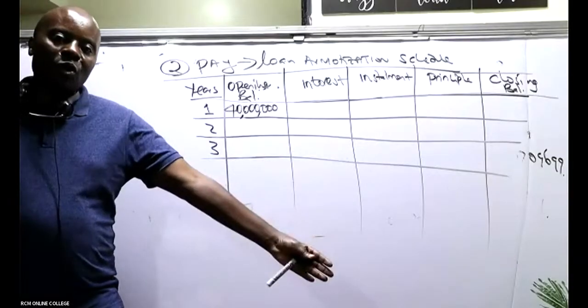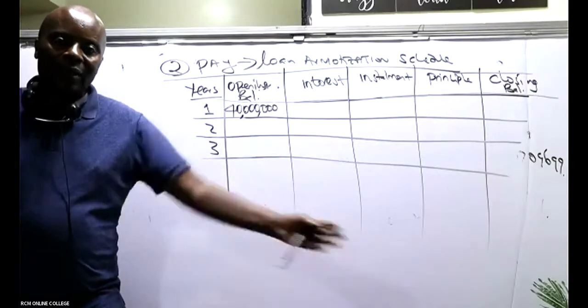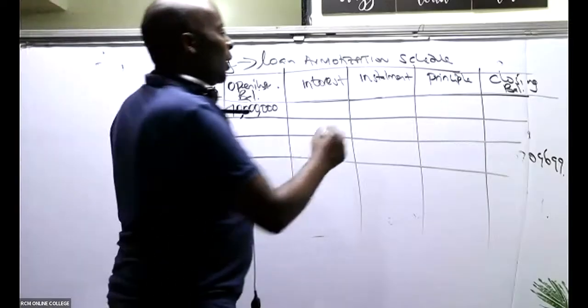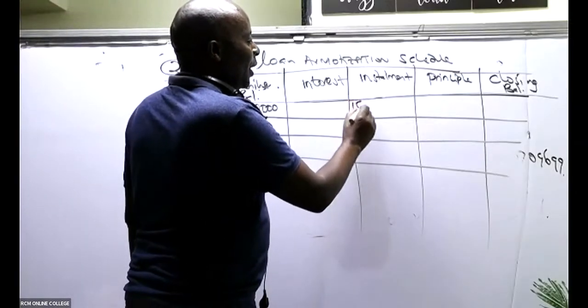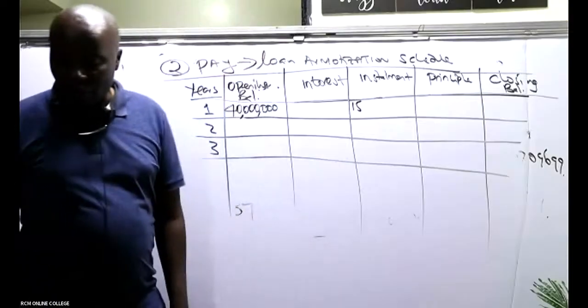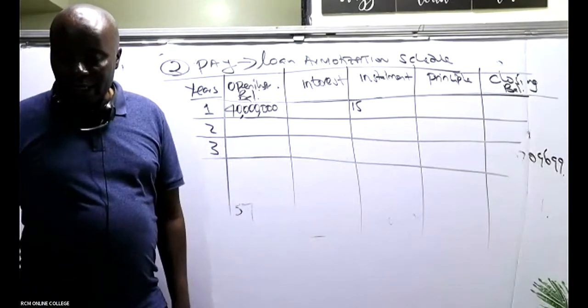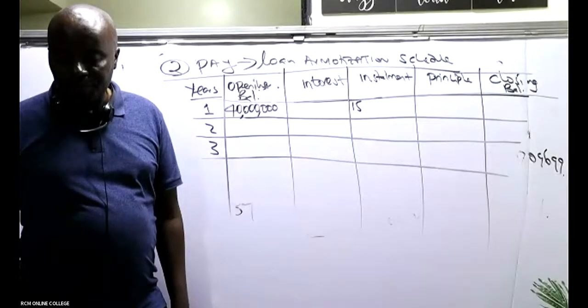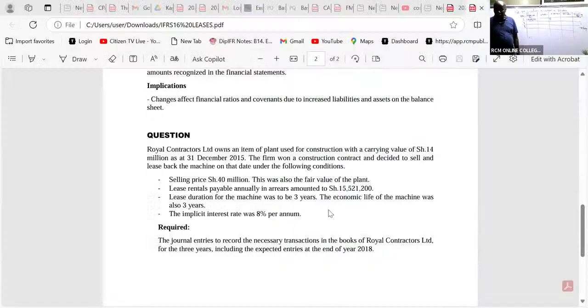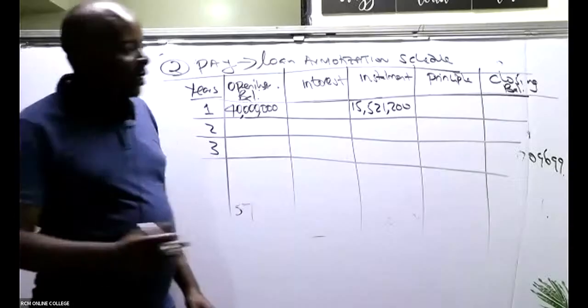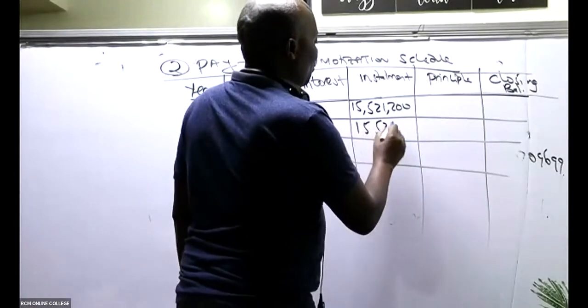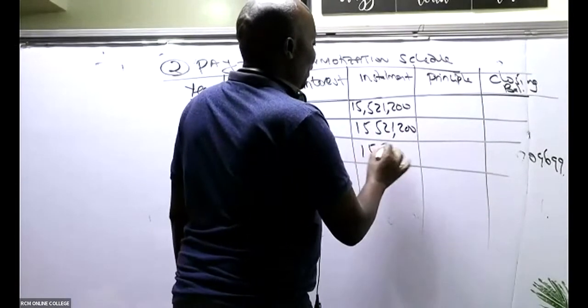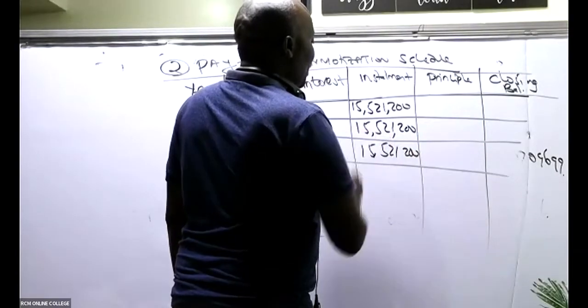We are paying our total obligation, which is 40 million, and this is how we shall pay it. We know the installment per year: 15,521,200. Remember, we are paying this on an equal basis. Let's pay it, 15,521,200. Remember, it can't be that easy. There will be issues like interest.